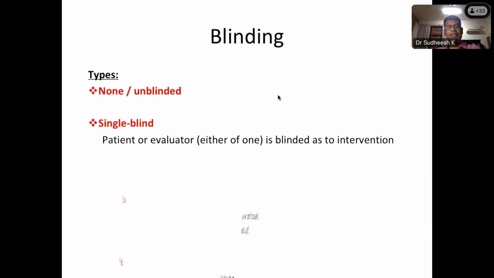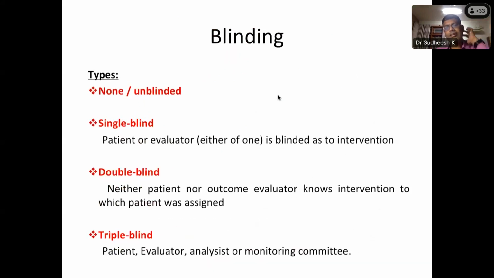Next is blinding. There are various types of blinding, of course: single blind, double blind, triple blind, but this is not followed anymore. We don't say single blind, double blind, or triple blind. We just mention who are all blinded. Blinding is a process where the intervention is not revealed to the person who is receiving it or the person who is doing it.